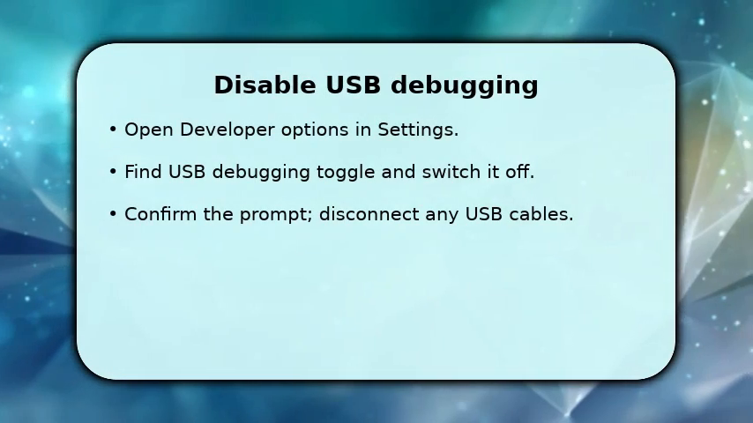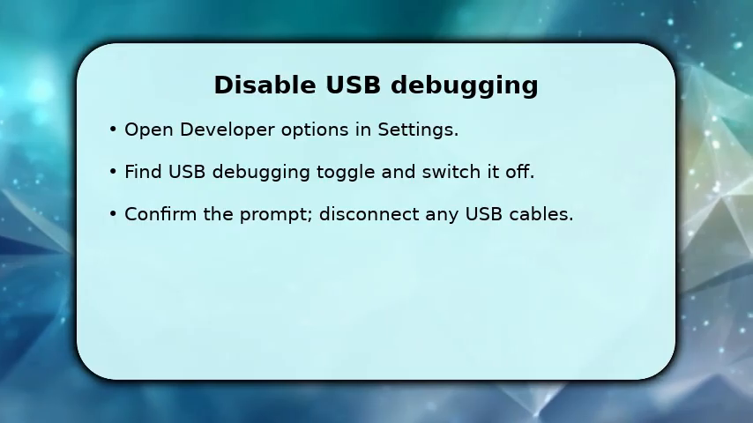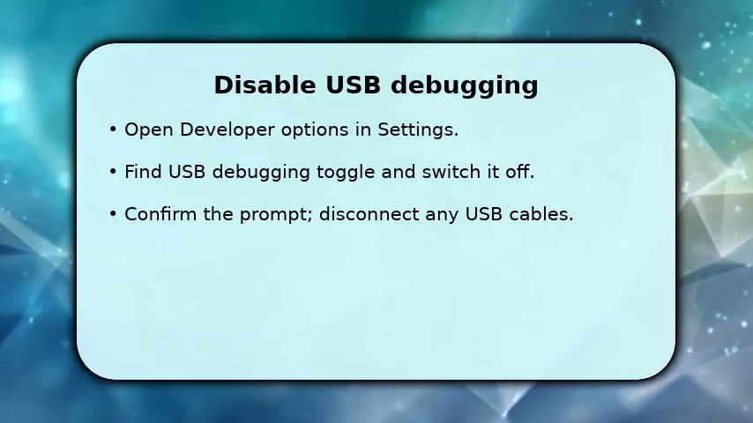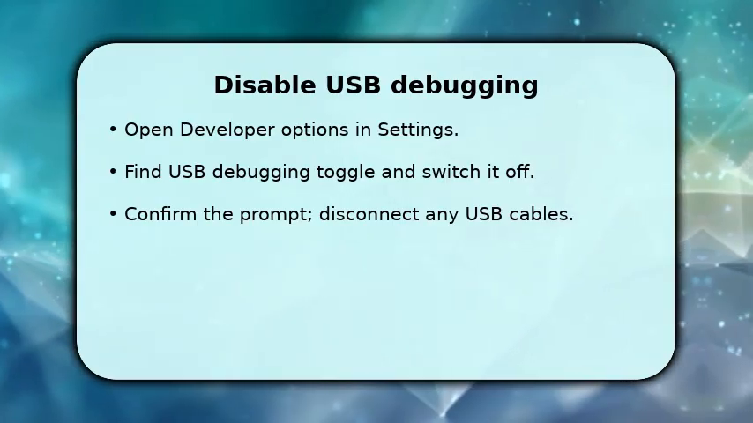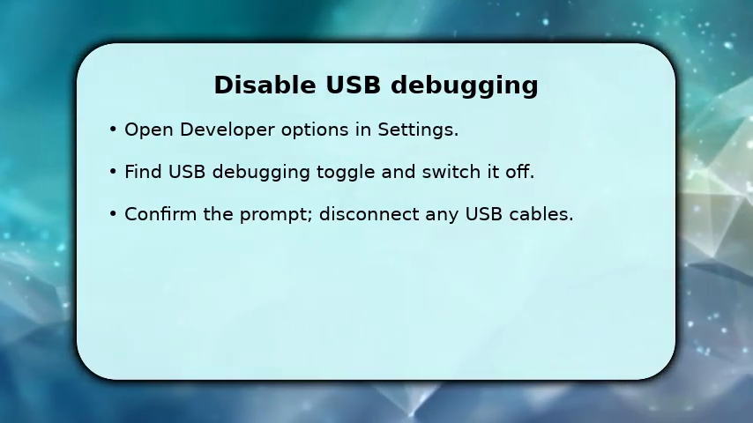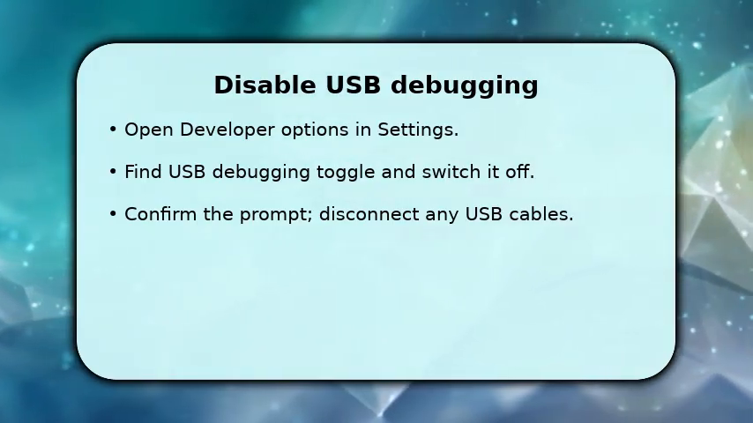Now navigate into Developer Options and scan the list for USB debugging. When you find the USB debugging toggle, tap it to turn it off. You'll get a confirmation dialog explaining what will happen, so confirm that choice.